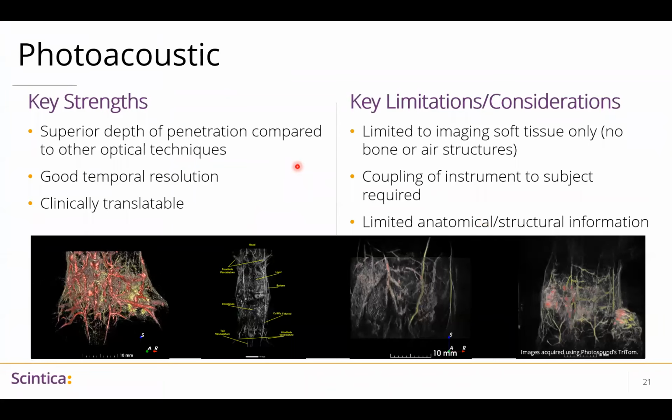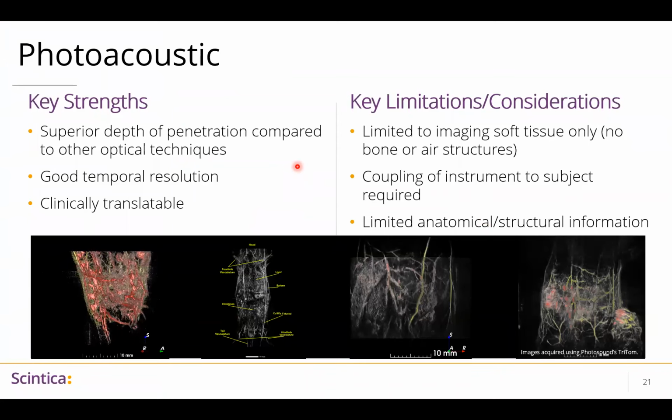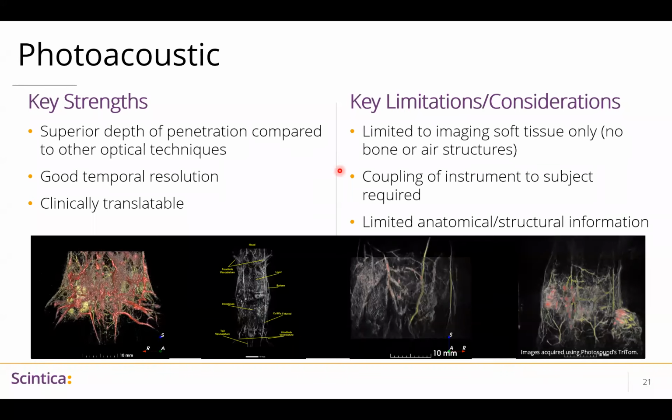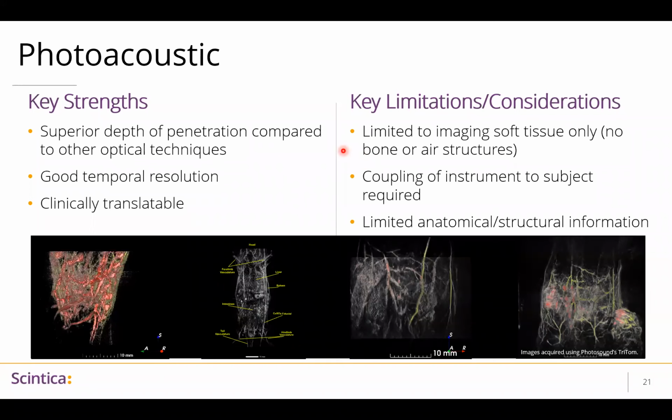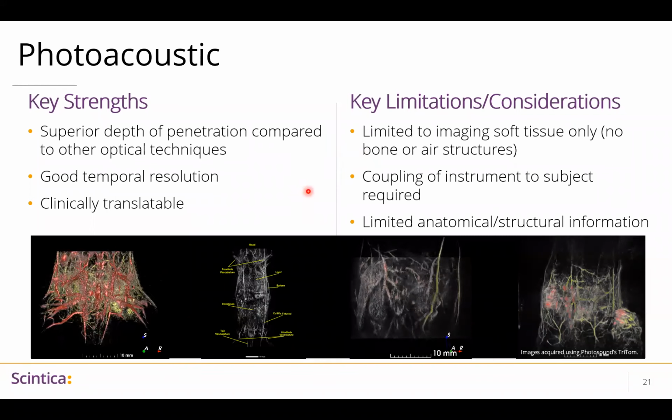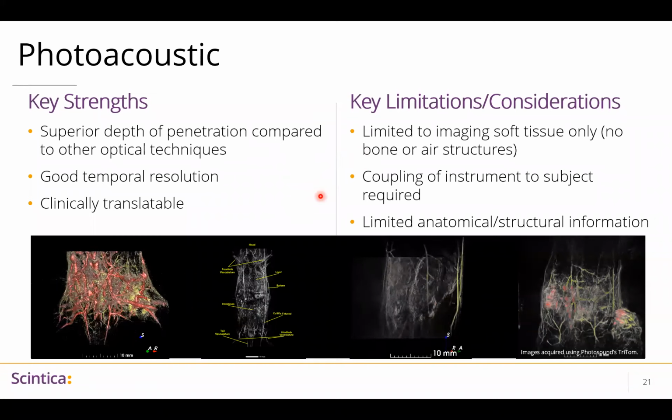So the strengths of photoacoustics are its superior depth of penetration compared to other optical techniques, good temporal resolution, and it is beginning to be more used in the clinic, so it's clinically translatable. Some of the limitations are you're limited to seeing soft tissue only. So like with ultrasound, we don't see any bone structures or air structures. It does require coupling of the instrument to the subject. And there can be some limit to the amount of anatomical or structural information. So again, you may want to co-register this with other imaging modalities.